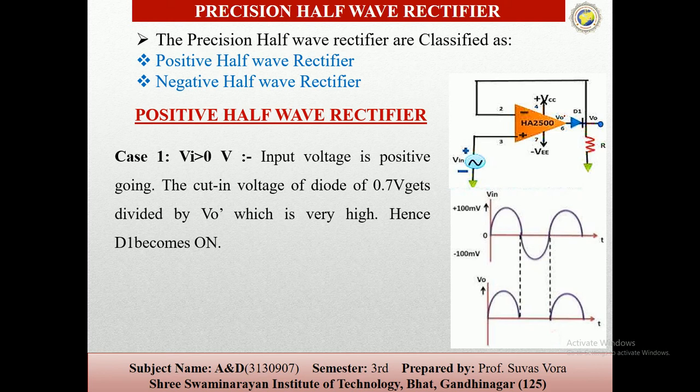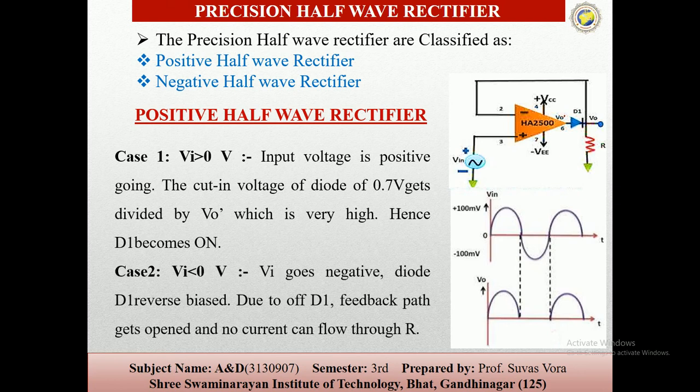Initially, when the value is greater than 0, forwarding takes place up to here, so we get the output. So this circuit works as a voltage follower. So the virtual ground is equal to Vi. So we get the positive half of the cycles.